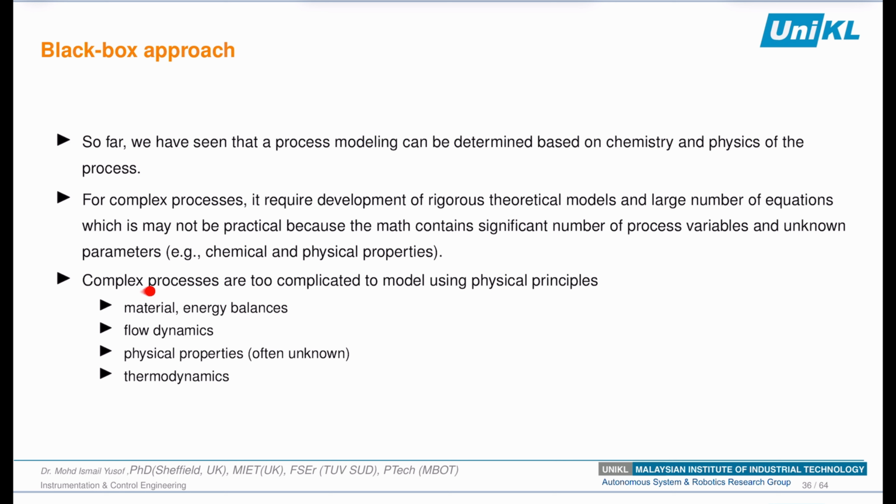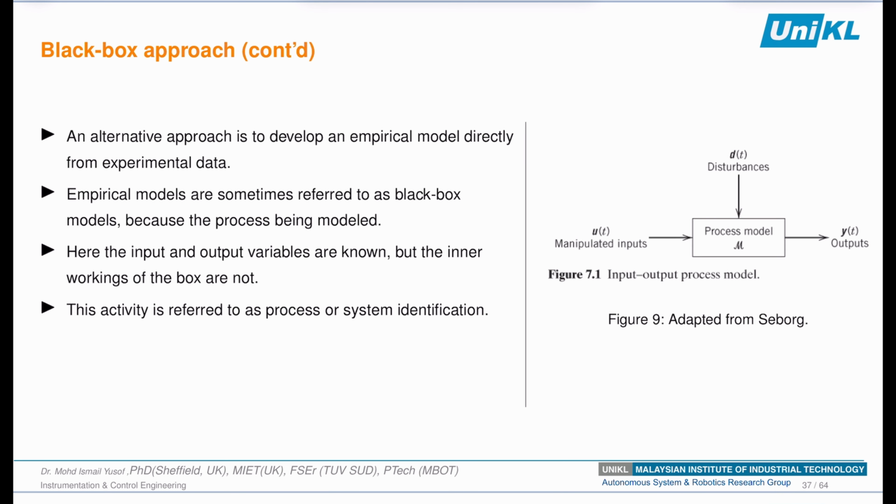Complex processes are way too complicated to model using physical principles. This is because it involves material and energy balances, flow dynamics of liquid in the piping, physical properties which are often unknown, and thermodynamic principles and properties of materials. An alternative approach is to develop an empirical model directly from experiment, called a black box approach.